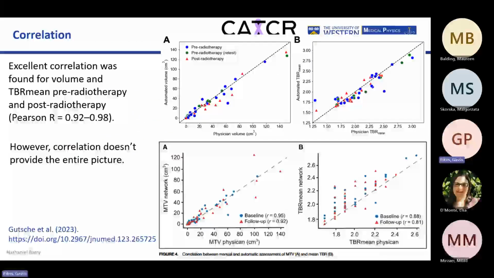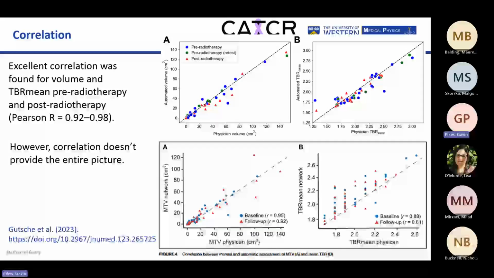And just to start off with a simple analysis, we looked at the correlation of the volume that's segmented by a physician versus the volume that's segmented automatically, as well as looking at the quantitative parameters like the mean tumor to background ratio. And we see quite excellent correlation here. And this is in comparison to the below figure, which is from the 2023 study, where they've also found quite excellent correlation. But we all know that correlation doesn't always paint the entire picture.